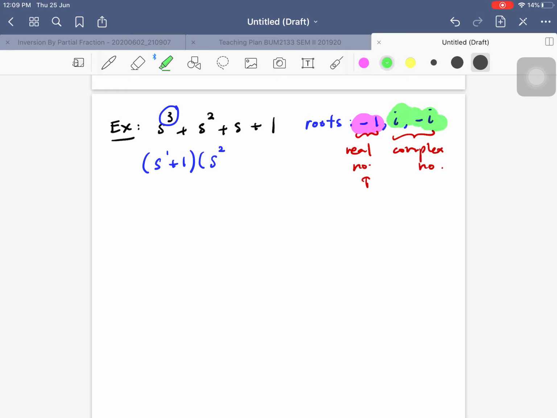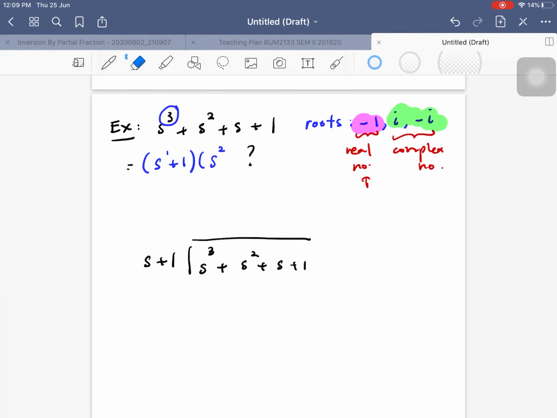But what we can do is use long division to identify what kind of function it is going to be. So I'm going to divide s cubed plus s squared plus s plus 1 by s plus 1, so that I can figure out what the function is. When you do long division, only worry about the first term. My first term is s cubed, and the first term of the divisor is s, so the first term of the quotient is going to be s squared.